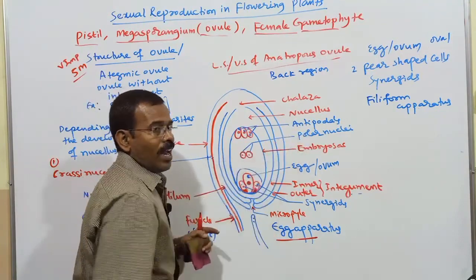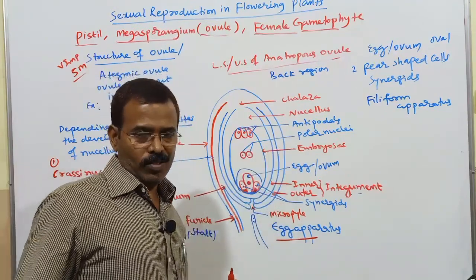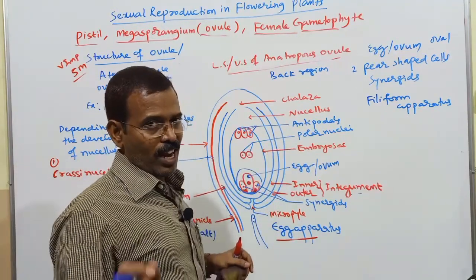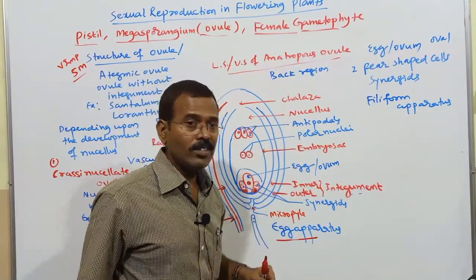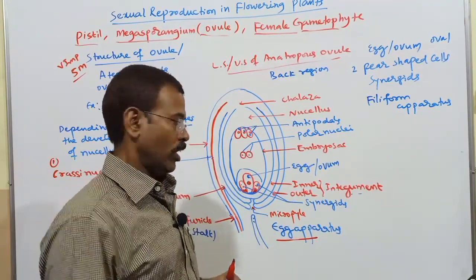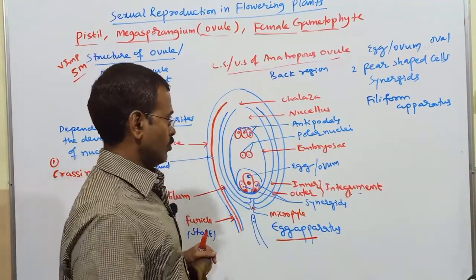These are called antipodals. Antipodals are also called vegetative cells. Synergids are also called helper cells or cooperative cells. This is the egg or ovum, that is the female gamete.